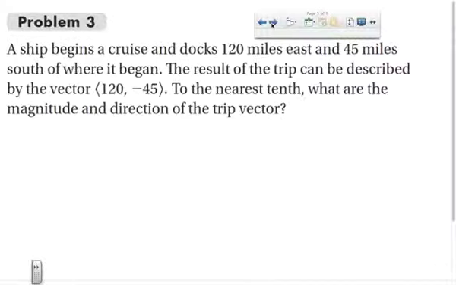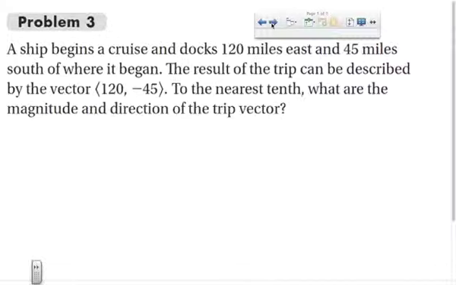Realize, ladies and gentlemen, all they're asking us here is the exact opposite of what was asked of us in problem 1. Remember, in problem 1, they gave us the direction and the magnitude, and they asked us for the coordinates. Here they're giving us the coordinates, and they're asking us for the magnitude and the direction. You can do this.